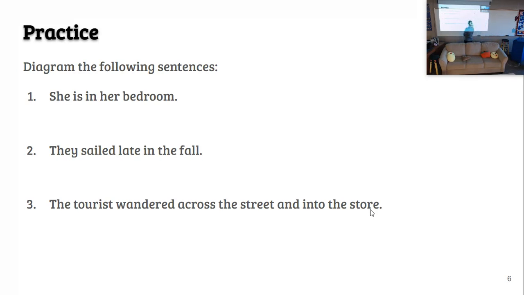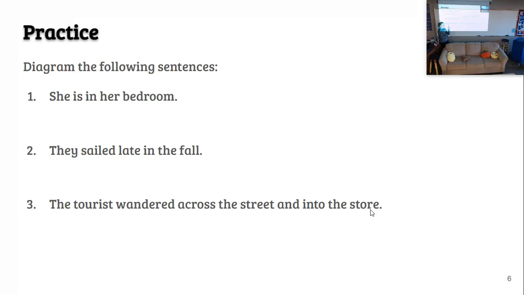Here we go. So I'm going to draw my main line. There's my main line. What do I put first on my main line? Tourist. Then what do I put after tourist? A line. What goes after the line? Wandered. What goes underneath tourist on a slanted line? The. Let's be capitalized. Now I've got my prep phrases.